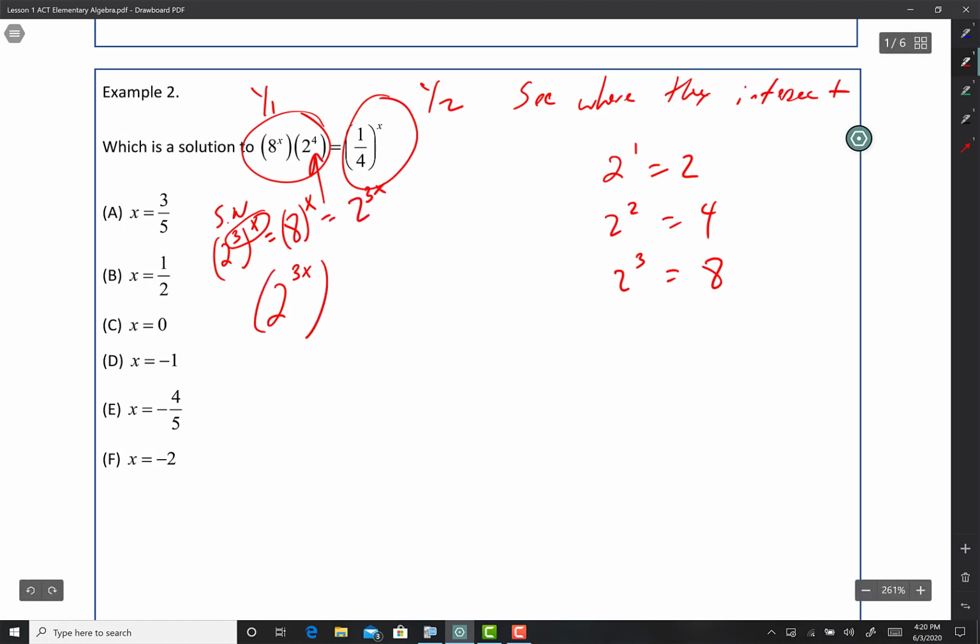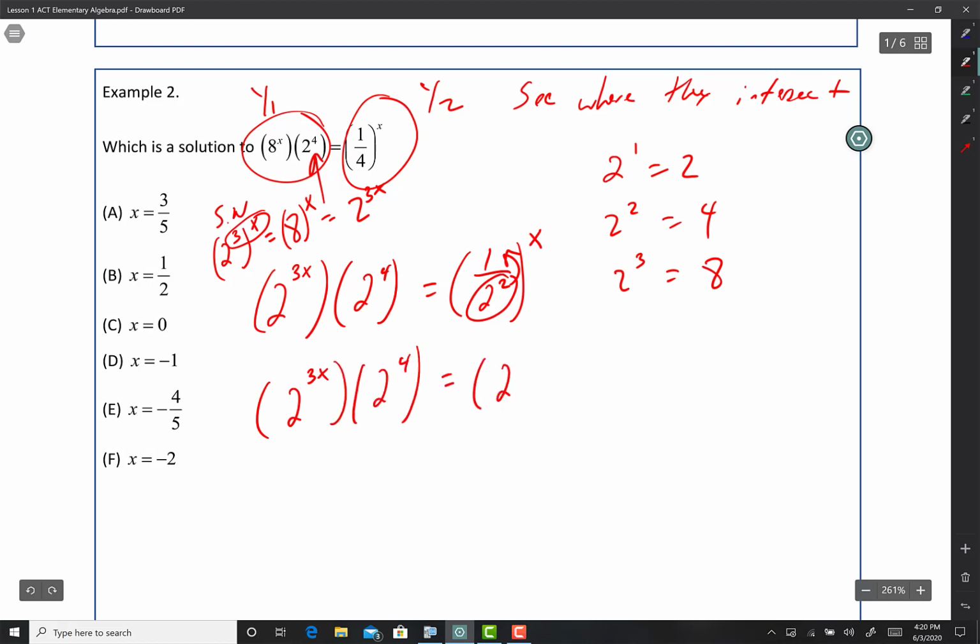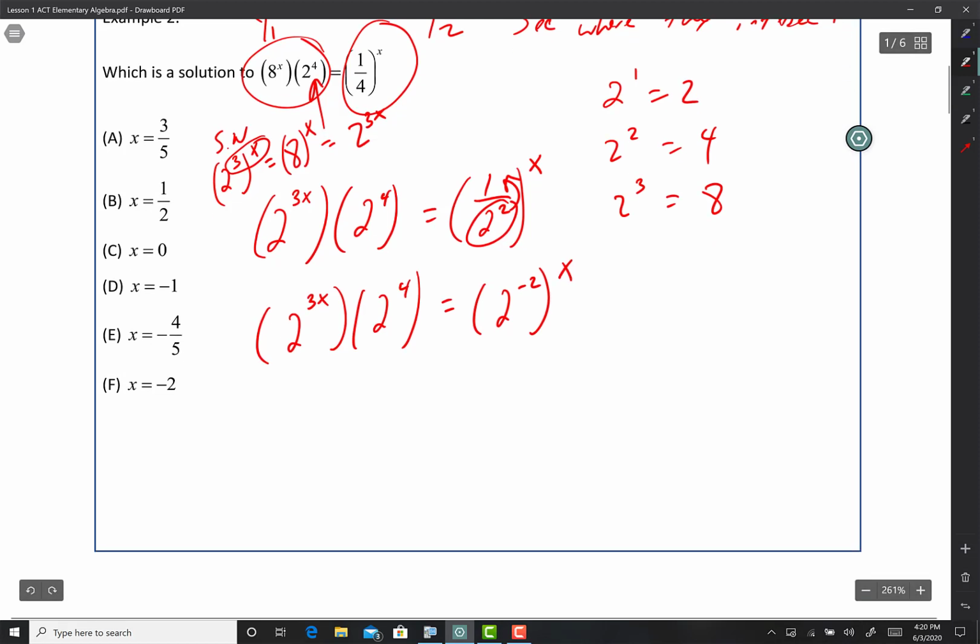So 2 to the 3x, and then 2 to the 4th power, I'm going to leave it as 2 to the 4th power, equals, and then that 1/4, I'm going to rewrite this as 1 over 2 squared, and I still have the x. So I'm going to bring this up, guys, and when I do that, here's what I have. 2 to the power 3x, 2 to the power 4 equals 2 to the power negative 2, and I still have that x in there. I'm trying to show as much detail as I can. I can assure you, if you're doing this without having commentary, you would do it so much faster. I'm just trying to show as much detail as I can here, guys. So here we go.